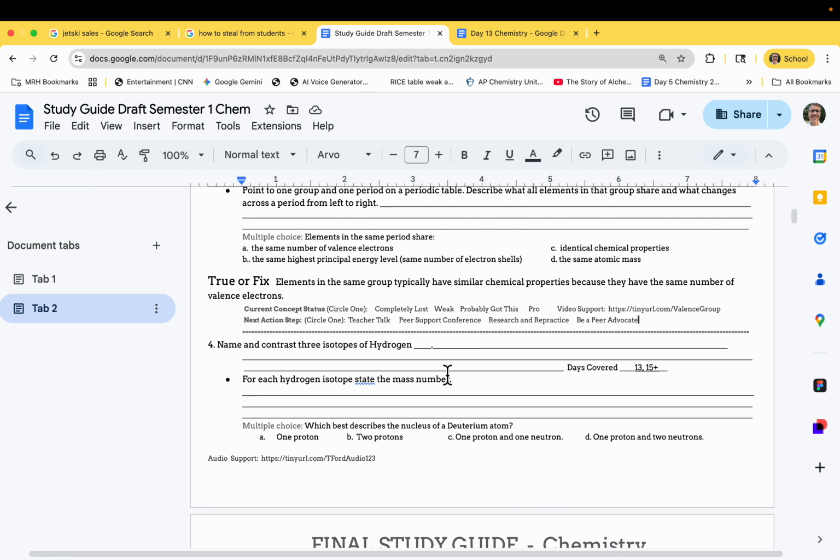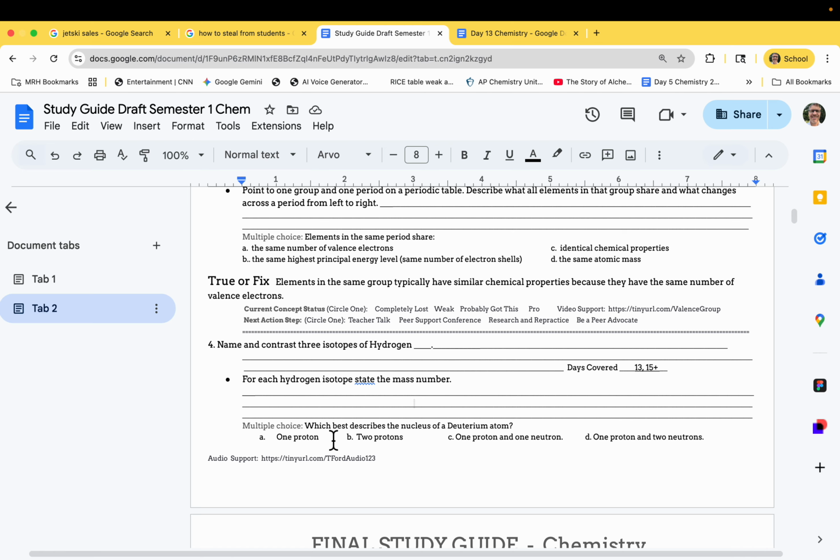So name and contrast them. Protium has 1 proton and no neutrons. Deuterium, the second one, has 1 proton, 1 neutron. And the third one, tritium, consists of 1 proton and 2 neutrons. For each hydrogen isotope, state the mass number. Protium has a mass of 1, deuterium has a mass of 2, tritium has a mass of 3.